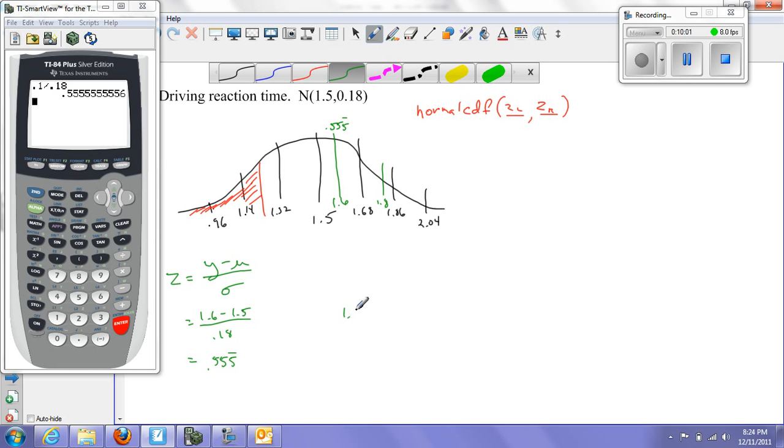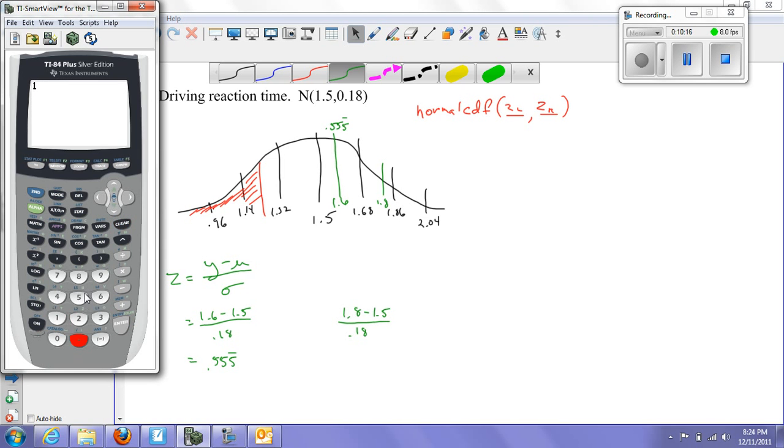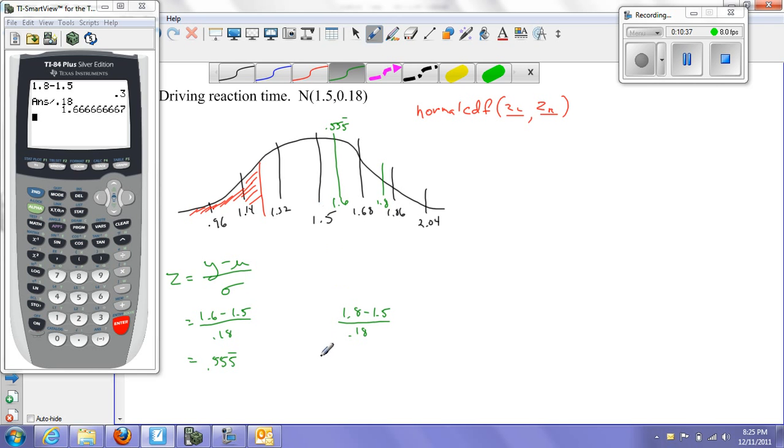Let's do the z-score for 1.8. Well, it's going to be 1.8 minus 1.5 divided by 0.18. Back to the calculator. 1.8 minus 1.5, which is going to give us 0.3. And I'm going to divide that by 0.18. That's going to give me a z-score of 1.666. I'll write that up here. 1.666. And you can see that with our picture, that kind of makes some sense.